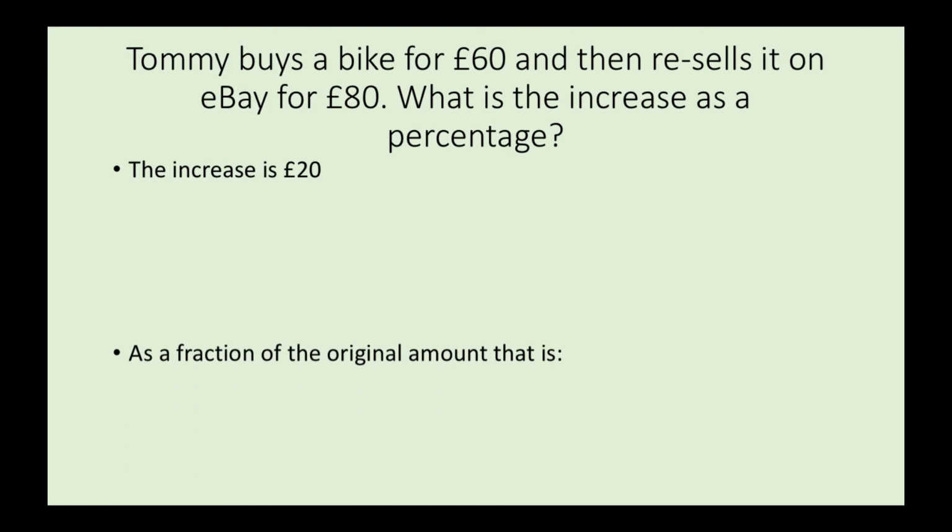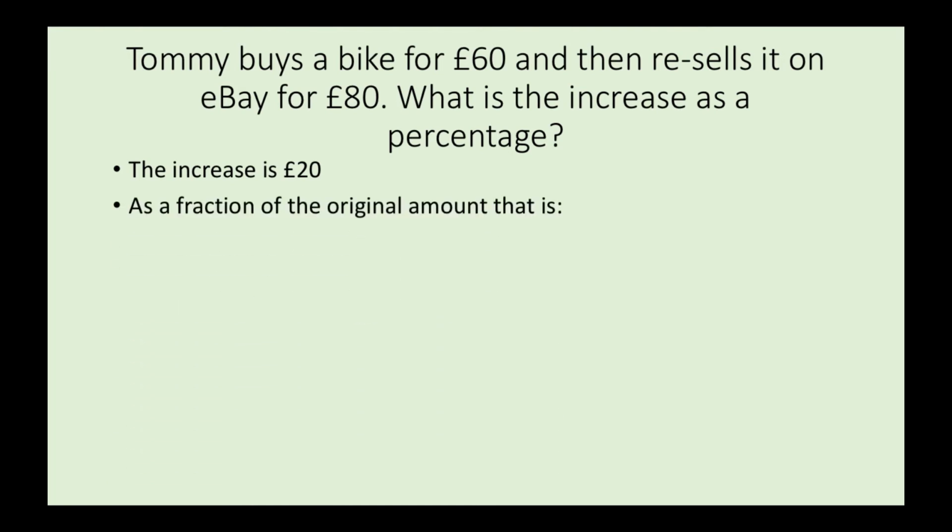Okay, but now I need to write that as a fraction of the original amount. The original amount was £60. So it's 20 over 60. 20 over 60 is like 20 divided by 60, and then times that by 100 to give you your percentage. So 20 divided by 60 would have given you 0.33333 recurring. You would have then times it by 100 and it would have given you 33.33%. I've rounded that to 2 decimal places, or you can just put your dot above there to show that it goes on forever.